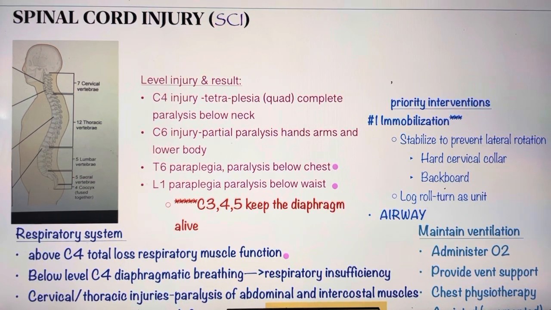As promised, I am going to make a few more videos to help us prepare for the final exam. So today I'm going to talk about spinal cord injury. Spinal cord injury, I feel, is fairly straightforward as far as understanding the level of injury and what is going to happen. So as we know, we have the cervical vertebrae, the thoracic vertebrae, and the lumbar, as well as the sacral.